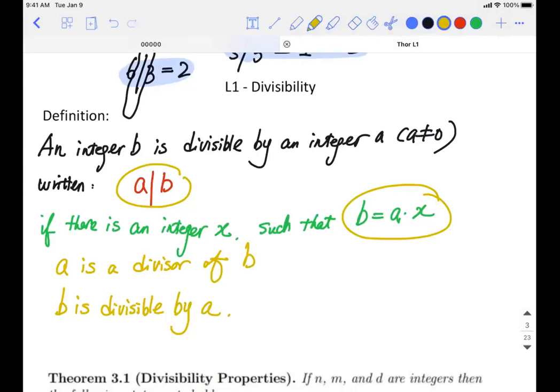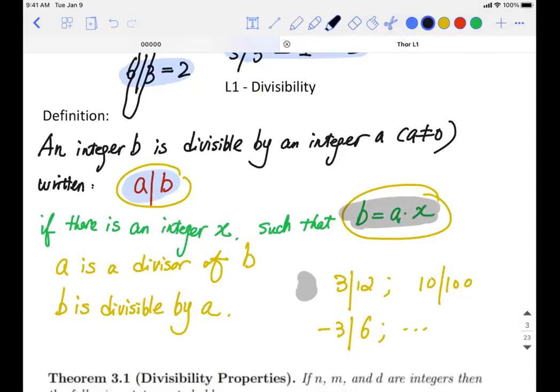From number theory's perspective, a pipe b means a is the divisor and b is a multiple of a. So, let's say 3 is a divisor of 12, 10 is a divisor of 100, or minus 3 is a divisor of 6. You can write as many as you like. This divisibility can be between positive or negative numbers, as long as you follow such a relationship. That's the definition of divisibility.